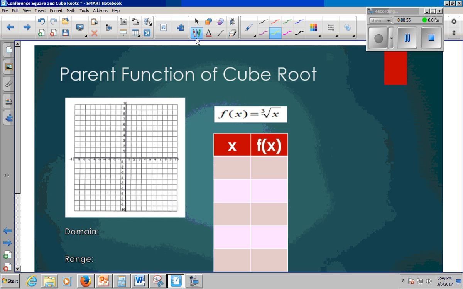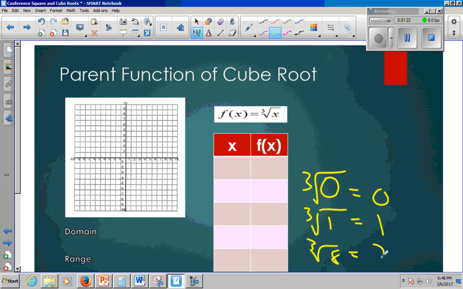Well, let's take a look at some obvious ones. So 0 is a perfect cube, right? Because the cube root of 0 is 0. 1 is a perfect cube. The cube root of 1 is 1. And then what's the next perfect cube? So we saw in square roots we want to take good points, so perfect squares. So we had integer values. Well, here, the next cube is going to be 2 times 2 times 2, which is 8. So the cube root of 8 is 2.